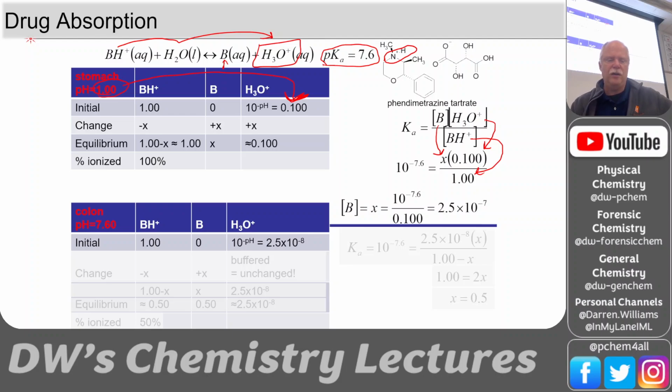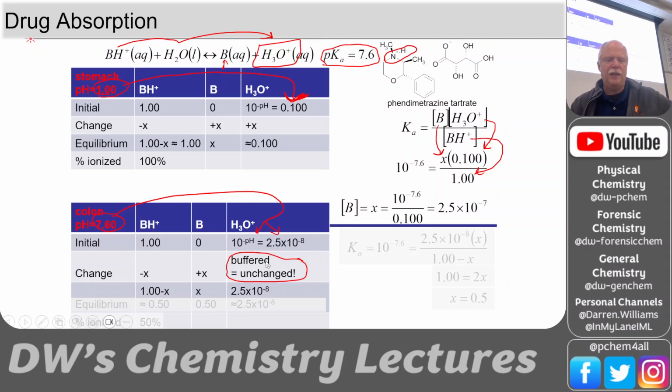Let's look at the colon. Let's just take an average pH of about 7.6. So now we convert that. 10 to the minus pH is equal to 2.5 times 10 to the minus 8. We can do our X's. If any of that goes away, it shows up as deprotonated base. But notice that when we're in the stomach or in the colon, it's buffered. So the pH remains unchanged.